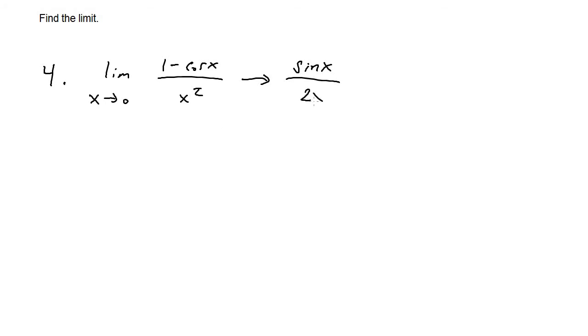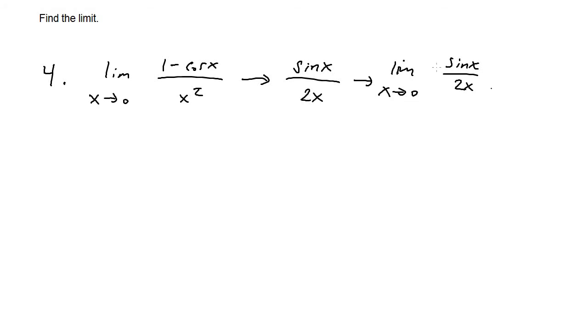which is 2x. When I rewrite the limit, we have the limit as x approaches 0 of sine x over 2x. Realize that when I plug in 0 for x, we get sine of 0, which is 0, over 2 times 0, which is 0. So we have to use L'Hopital's rule one more time.